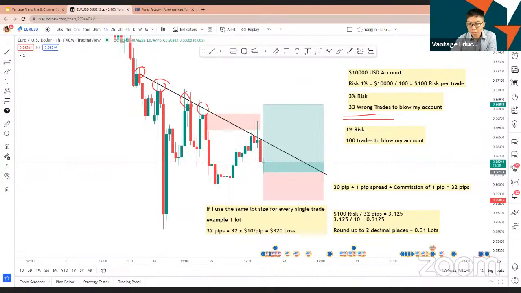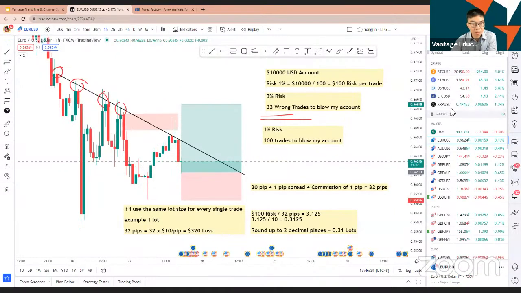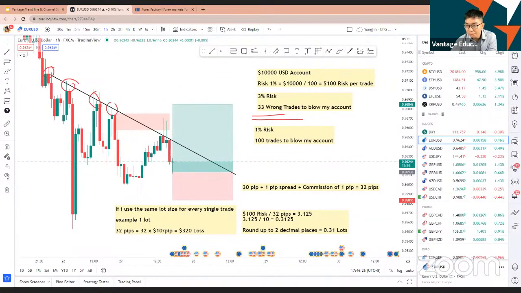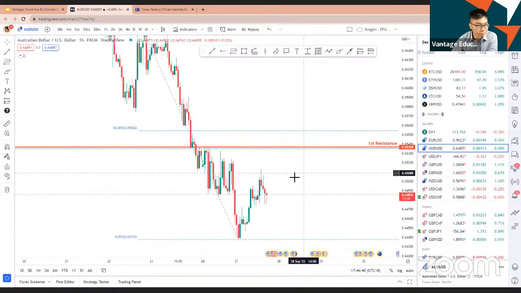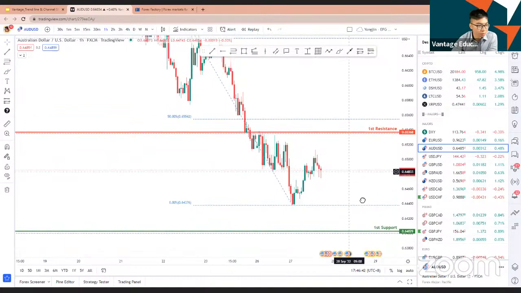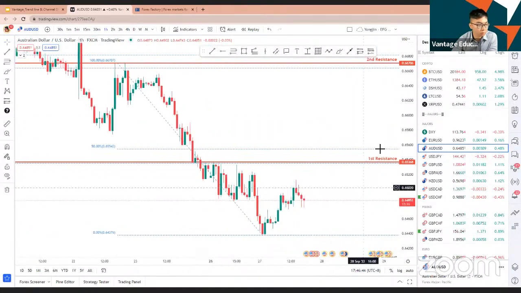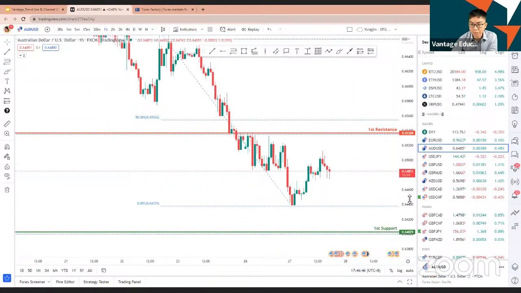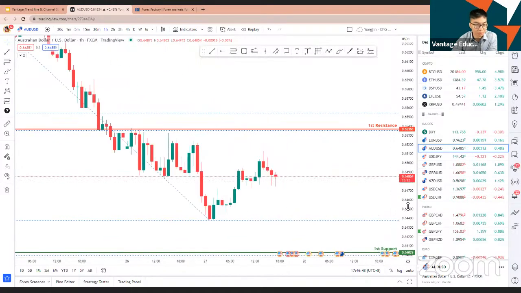Let's move on to another currency pair. If you guys have any currency pair that you would like me to take a look at, or any losses in the past that you would like me to look at, I can give my take on it or my personal opinion. Okay, let's take a look at Aussie dollar.